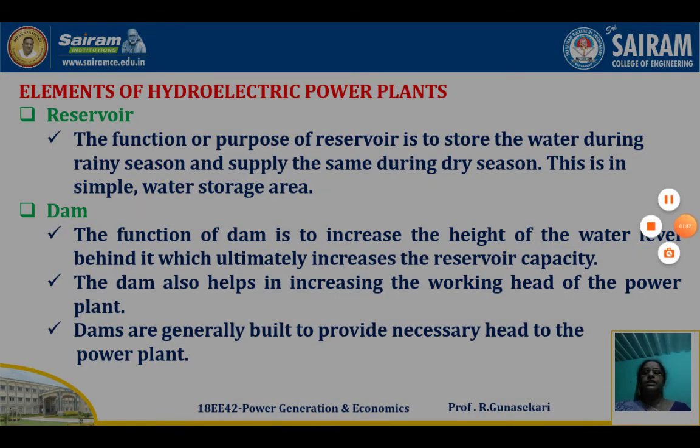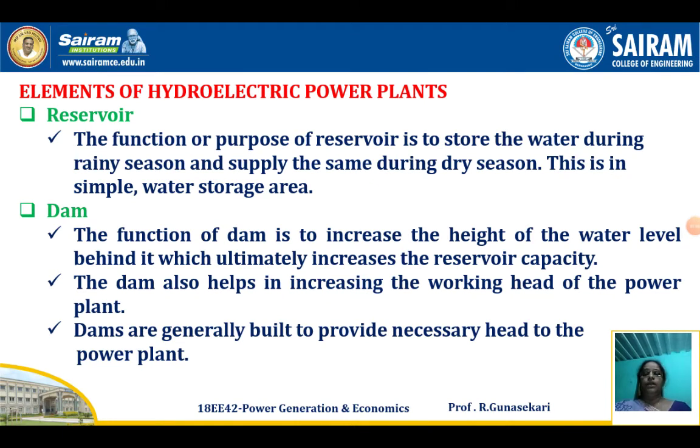The first one is the reservoir. The main function or main purpose of the reservoir is to store the water during the rainy season and supply the same during the dry season. This is simply a water storage area. Reservoir is nothing but a water storage area. So why do we use a reservoir in the hydroelectric power plant? During the rainy season the water is stored in the reservoir. In the dry season that water we use for generating electric power by using the hydroelectric power plant.